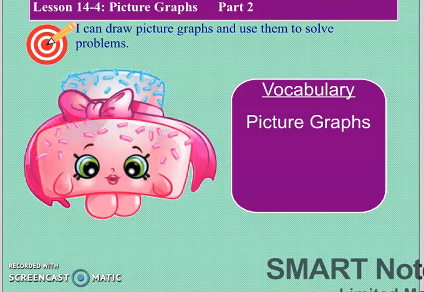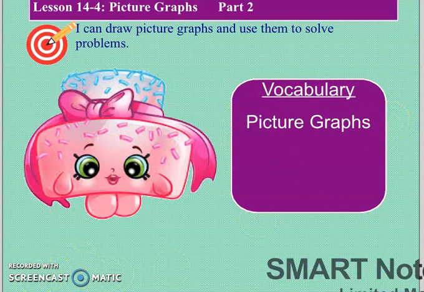Hi, my friends. Today we are going to be talking about picture graphs again, part two. So, our learning target is I can draw picture graphs and use them to solve word problems. And again, our vocab word today is picture graphs.